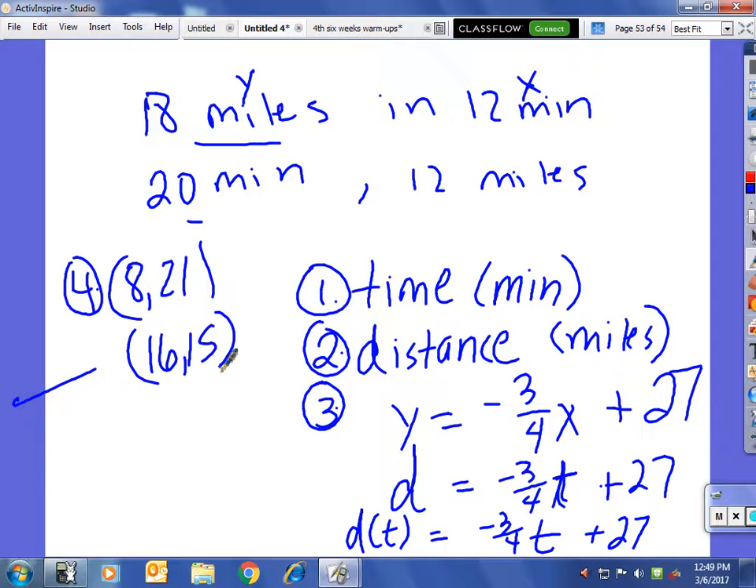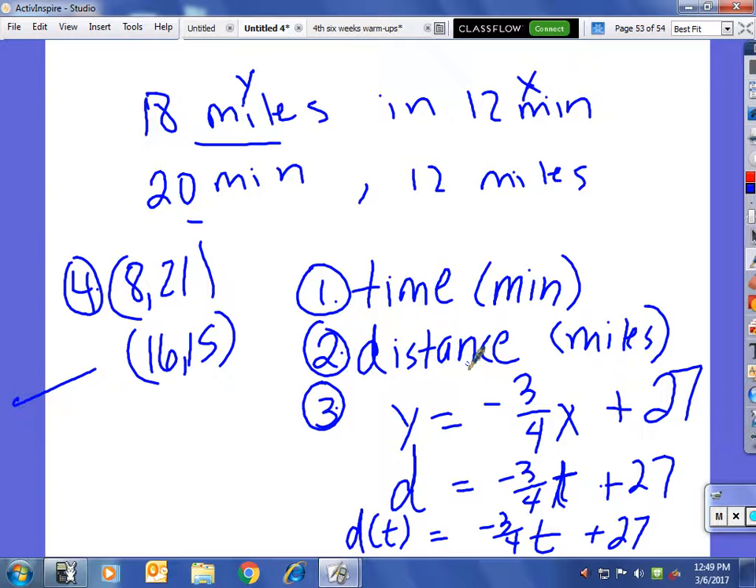You don't have to write this part, but I want you to understand what it means. 8, 21, what does that mean? Exactly. In 8 minutes, after driving for 8 minutes, he's 21 miles from home. What does 16, 15 mean? After driving for 16 minutes, he is 15 miles from home. You can write on the paper.